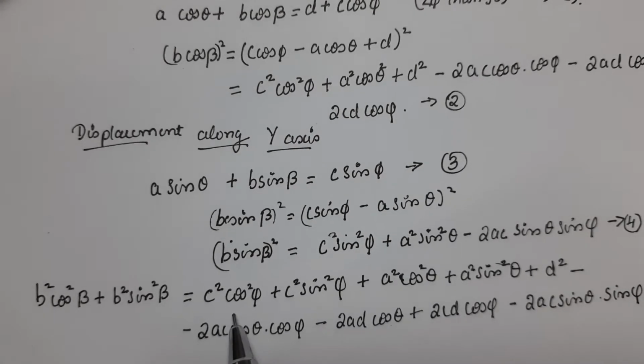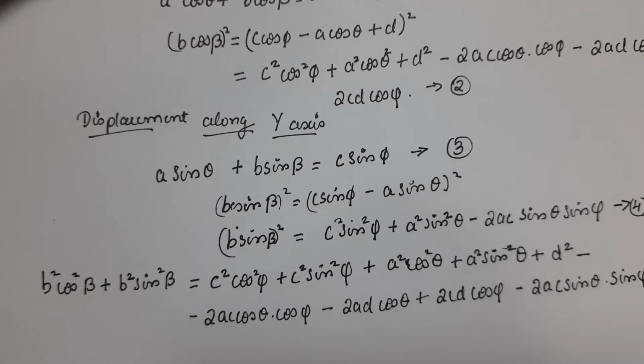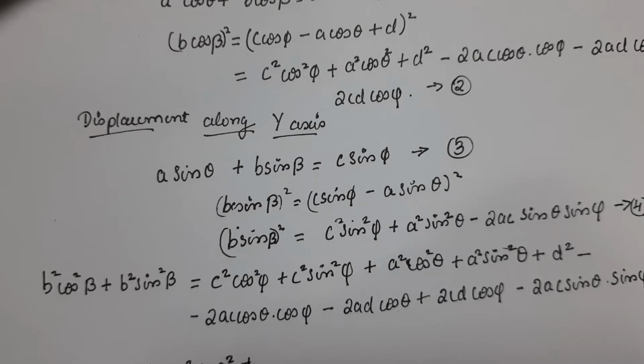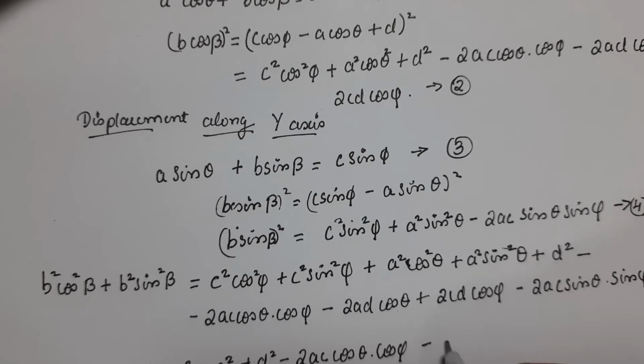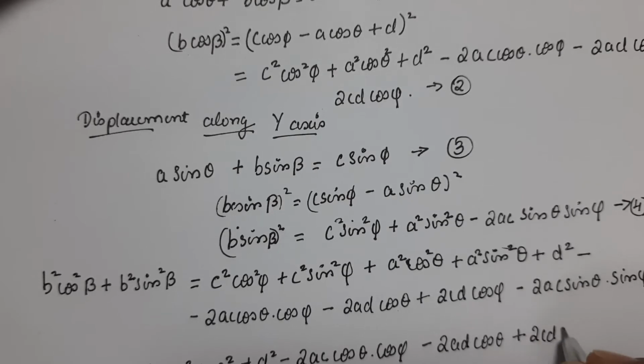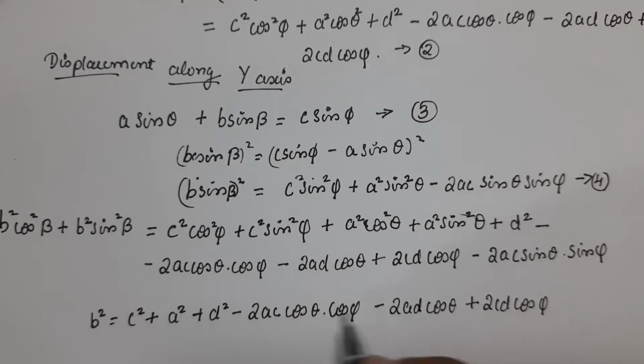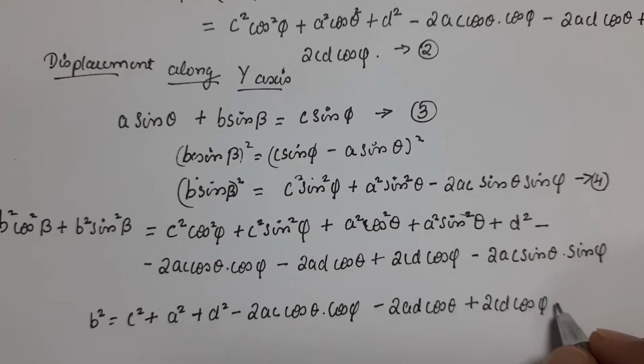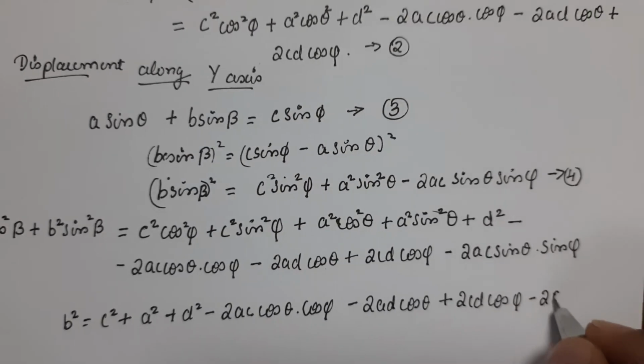So we know that sin square plus cos square is equal to 1, so you can write down this equation as B square is equal to C square plus A square plus D square minus 2AC cos theta cos phi minus 2AD cos theta plus 2CD cos phi minus 2AC sin theta sin phi.